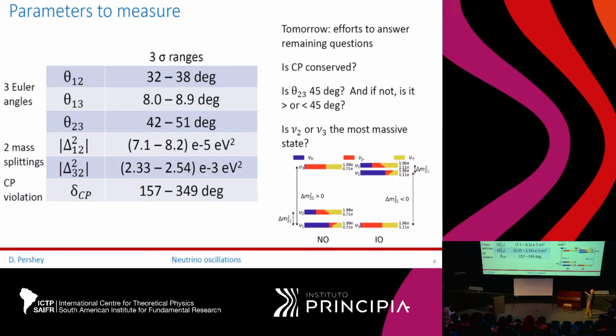The next is this question of theta 23. Is it equal to 45 degrees or not? If you look at the current range, 45 degrees lives right in the middle there. And 45 degrees is pretty special. This is the angle that you need for basically muon and tau neutrinos to mix maximally.